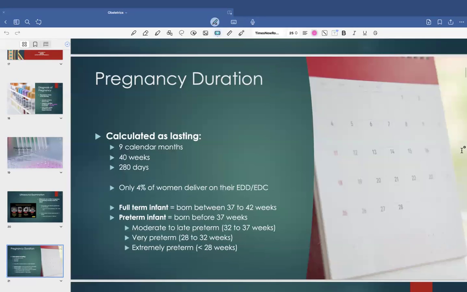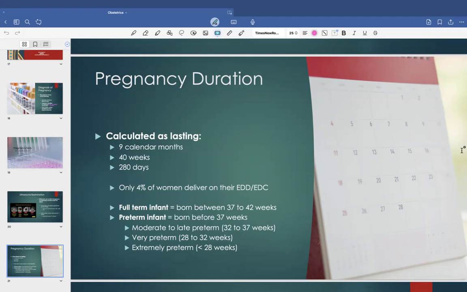Pregnancy duration. Typical length of pregnancy is counted from the first day of the last menstrual cycle to the time the child is born. That duration is usually around 9 calendar months, 40 weeks, or 280 days on average. Only 4% of women deliver on their estimated due date or estimated date of confinement.